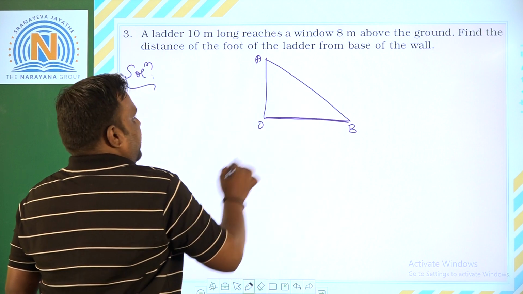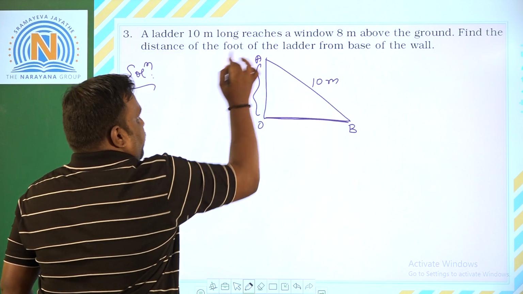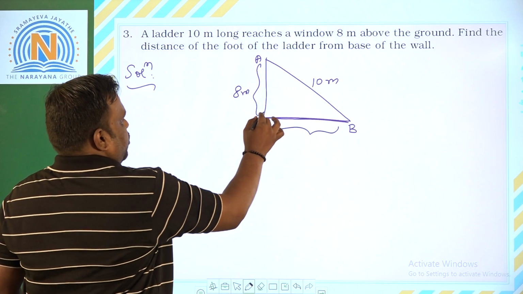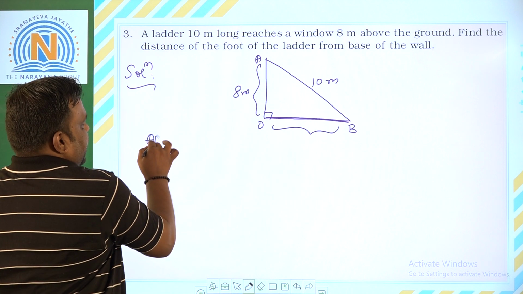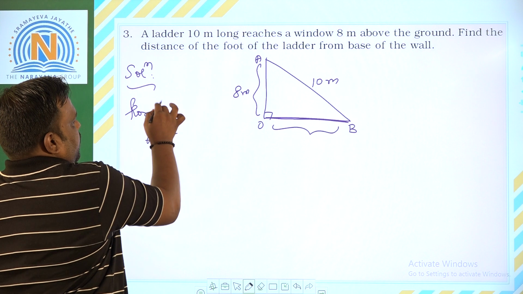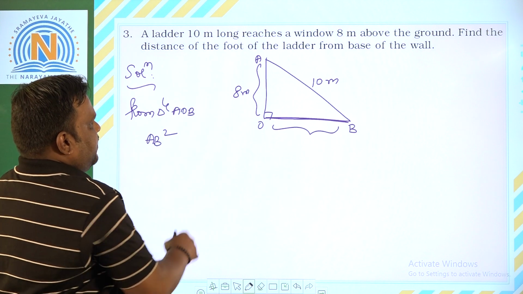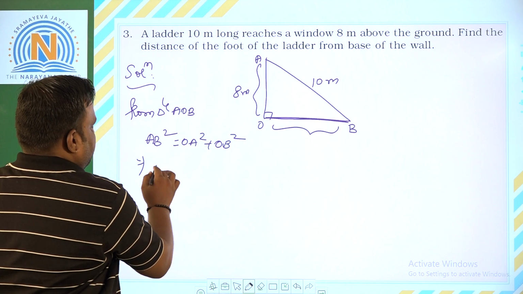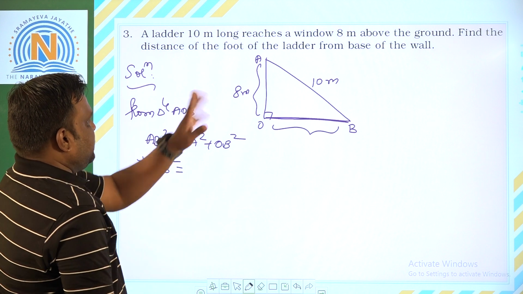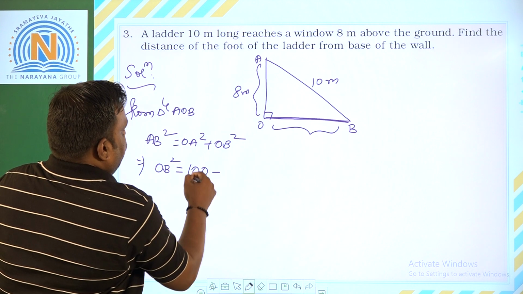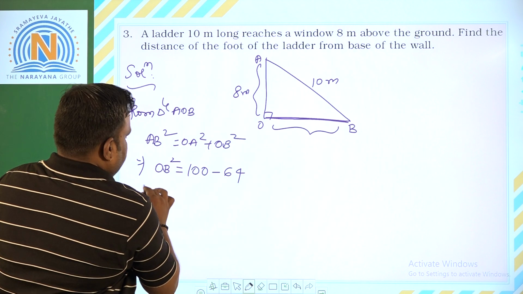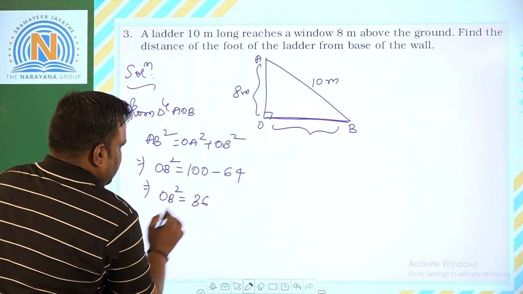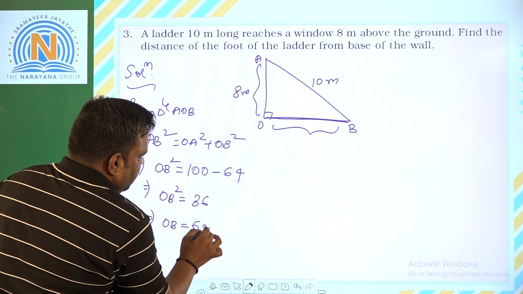Let us take AB as the ladder, which is 10 meters long, and A is the position of the window, which is 8 meters above the ground. Now I have to find this part, that is the distance of the foot. According to the Pythagoras theorem, from triangle AOB, AB square is equal to OA square plus OB square. So OB square is equal to AB square, 10 square is 100, minus OA square, 8 square is 64. So OB square is 100 minus 64, that is 36. So OB is equal to root 36, that is 6 centimeters.